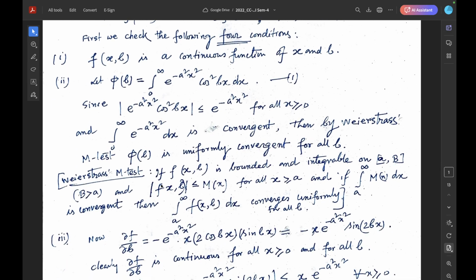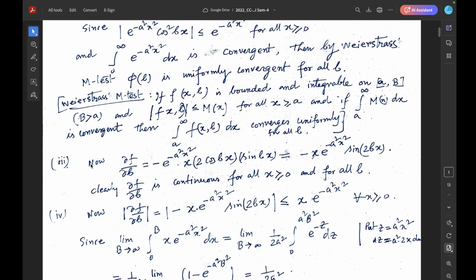This is the Weierstrass M test: if f(x, b) is bounded and integrable on the closed interval [a, b], b greater than a, and the mod of f(x, b) is less than or equal to M(x) for all x greater than or equal to a, and if the integral from a to infinity of M(x) dx is convergent, then the integral from a to infinity of f(x, b) dx converges uniformly for all b. Number 3, now del b of f is equal to minus e to the power minus a square x square into x into 2 cos bx into sin bx, equal to minus x e to the power minus a square x square sin 2bx. Clearly del b of f is continuous for all x greater than or equal to 0 and for all b.